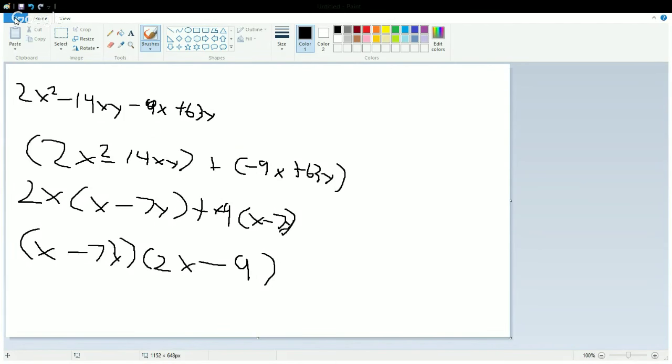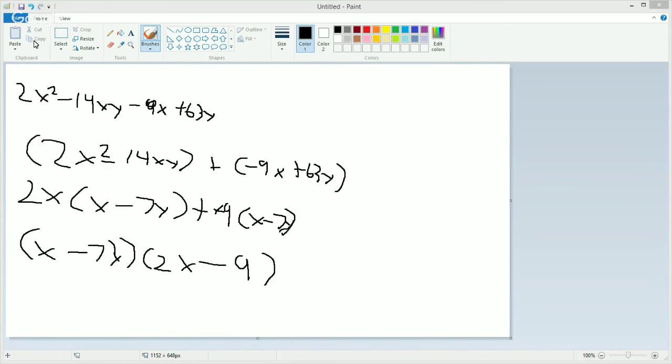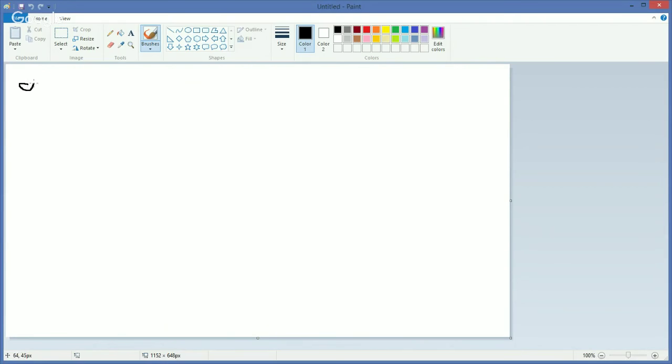And there's your factorization. Next: a squared minus 15ab plus 56b squared. Okay, this one is not prime because 56 is even.